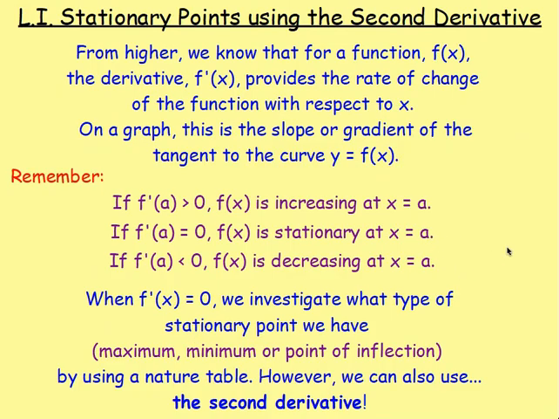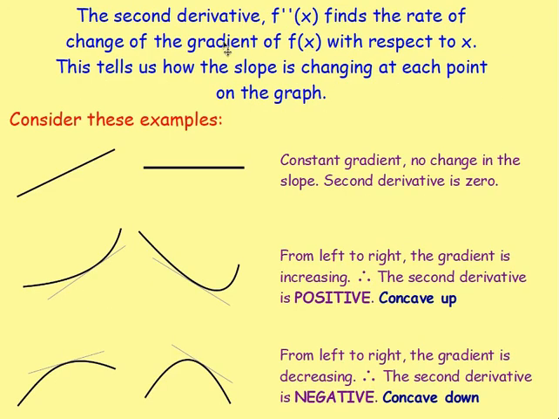And you can use the nature table to determine which. But as well as the nature table, we can also use the second derivative, and that's what we learned in this lesson. So the second derivative finds out the rate of change of the gradient of f of x. So in other words, is the gradient increasing or is the gradient going to be decreasing? That tells us how the slope is changing at each point on the graph.